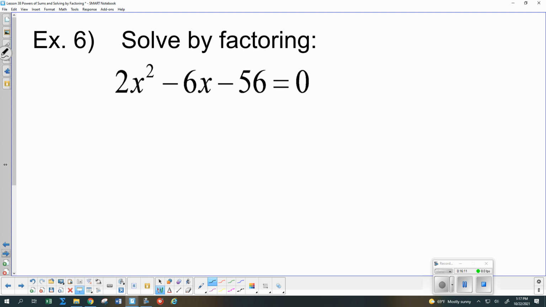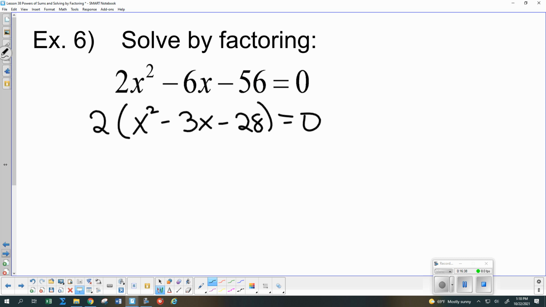One final example, and then a couple of different variations on it. What do we do first with this one? What should we do first on this one? I should see more hands going up. Leah, what would you do first? Yeah, we've got a GCF, so let's factor the 2 out in front. And that's going to leave us, what, x squared minus 3x minus 28. Don't forget the equal 0.